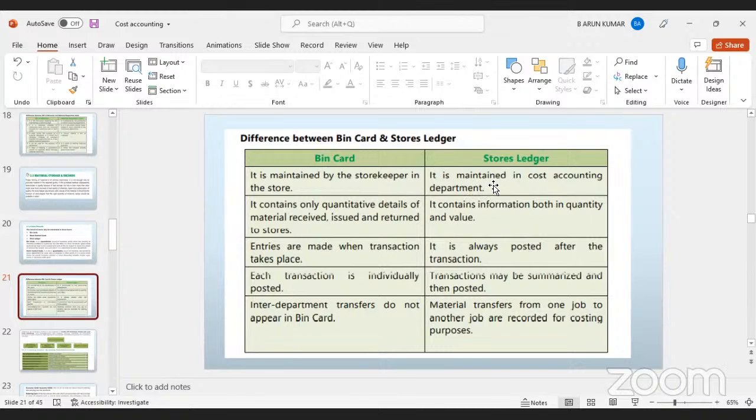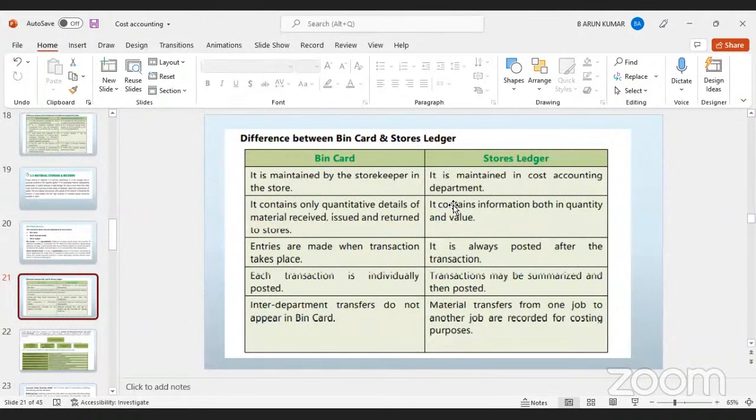This is maintained by the cost accounting department. This is maintained by the stores department. It contains only quantitative details of materials received, issued, and returned to the stores. In the bin card, they contain only how much quantity of material is received, how much quantity is issued, and how much is returned to the stores. Regarding these three only, they are maintained.